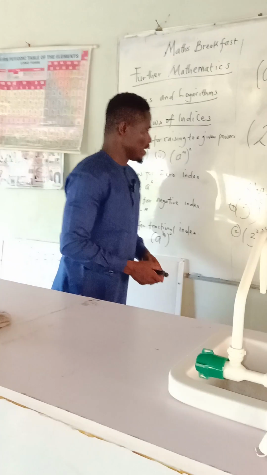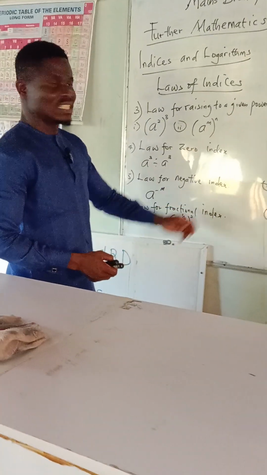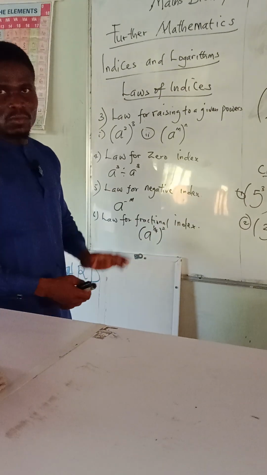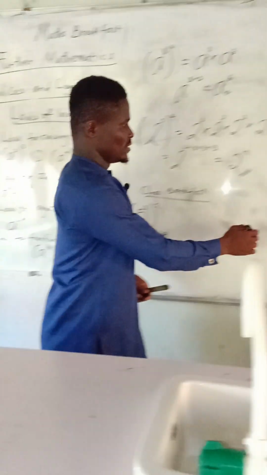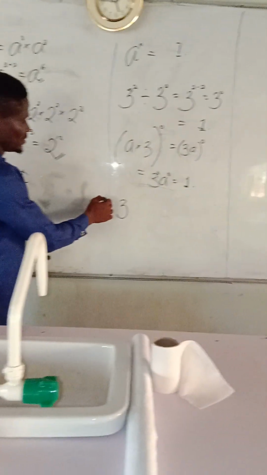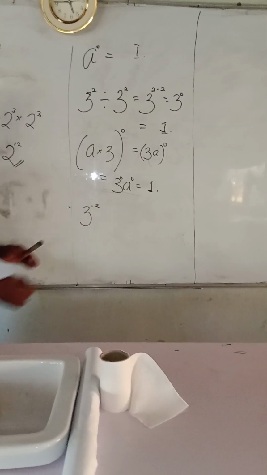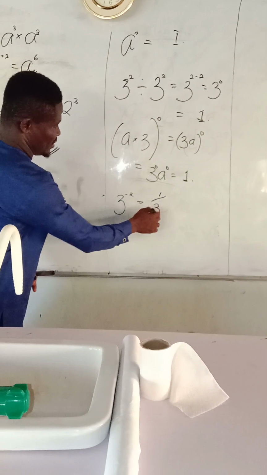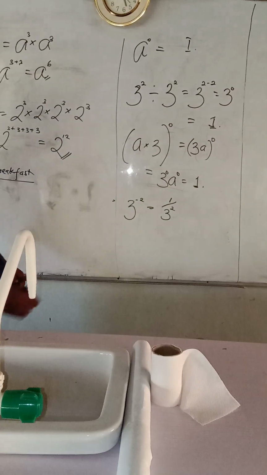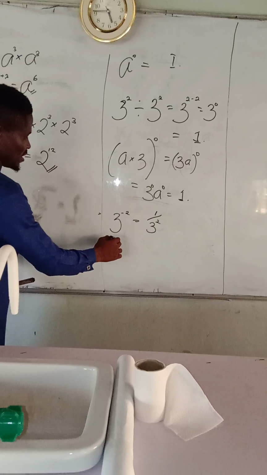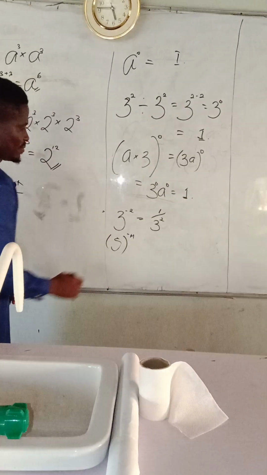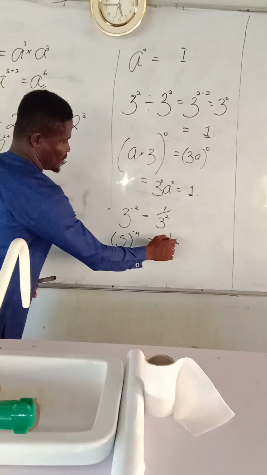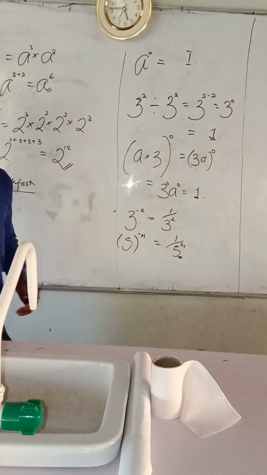Then the next law here is the law for negative index. When you have negative indices, what do you do? If you have 3 raised to power minus 2, how do you handle this expression? This is the same thing as 1 over 3 raised to power 2. If you have 5 raised to power minus m, this is the same thing as 1 over 5 raised to power m. That is what this law says.